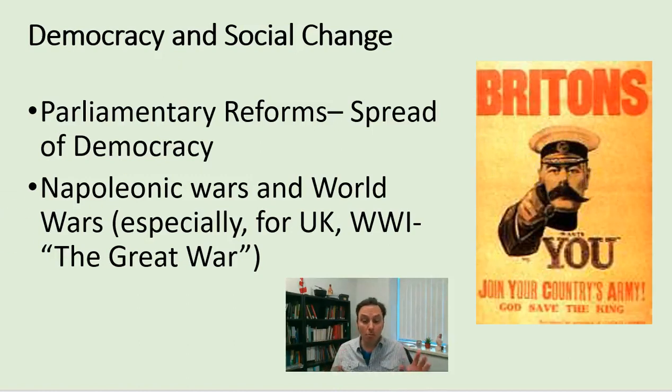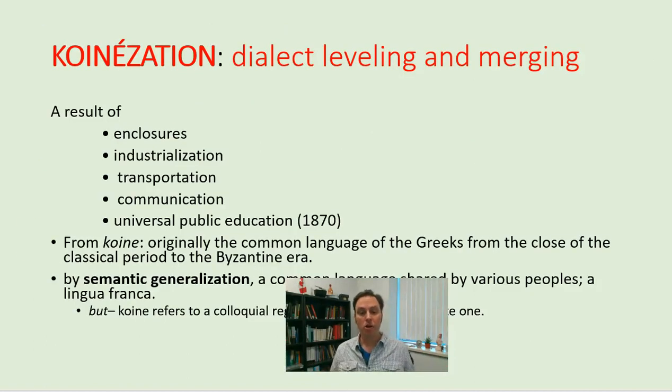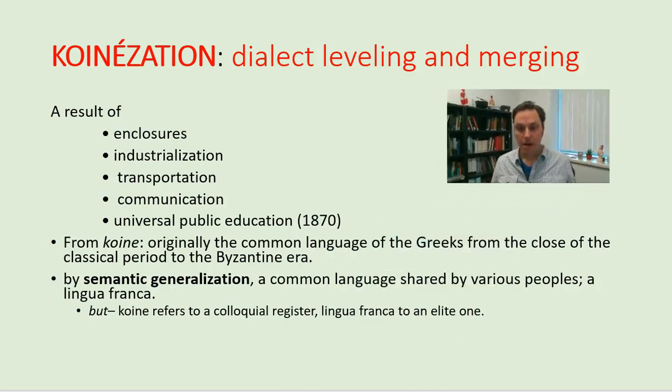Anyway, the upshot of all these people moving around, mixing together, traditional old ways of life being disrupted, increased urbanization, is a process that's called Koinezation, which we might refer to as dialect leveling and merging. That is, different kinds of dialects from different regions get smushed, become more similar to each other, and different classes' dialects become more similar to each other.